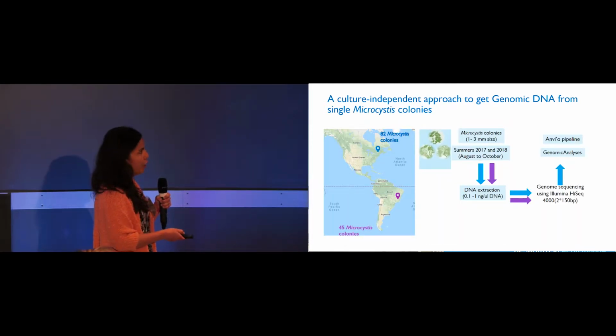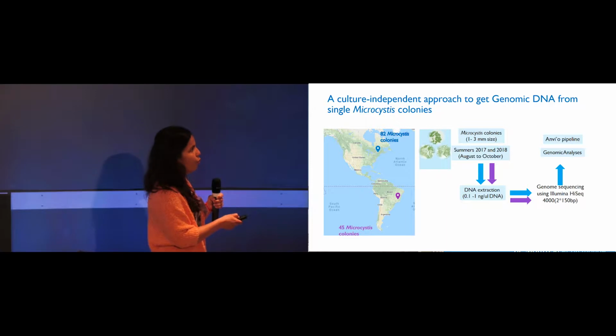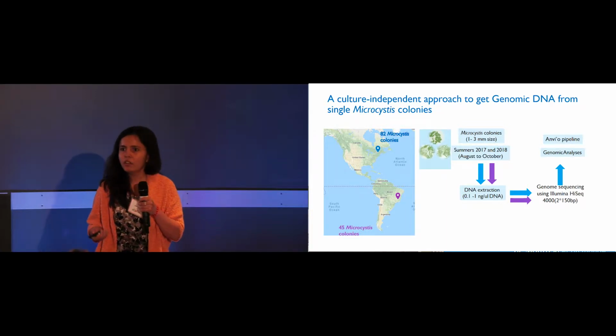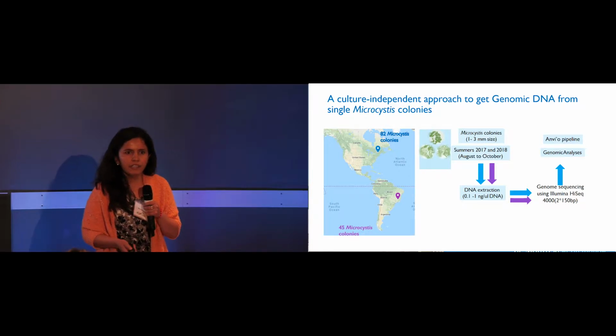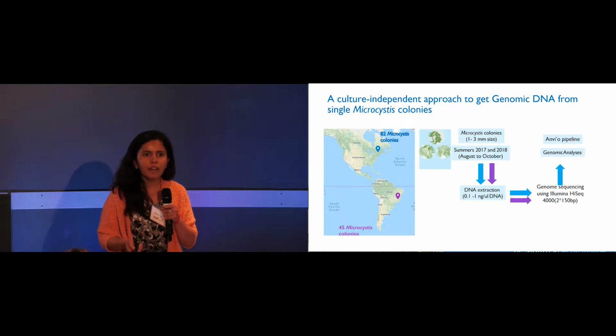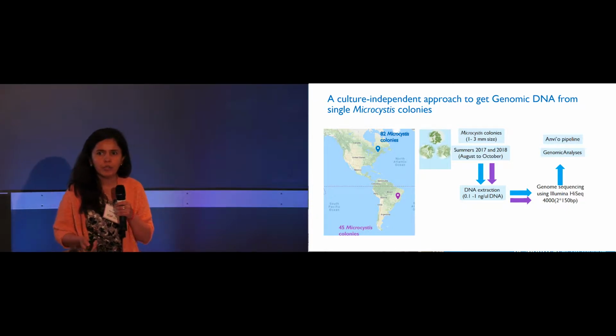When we had these colonies, which are between 1 and 3 millimeters in size, we did DNA extractions for each single colony, getting really small quantities of DNA, but enough to do the genome sequencing.